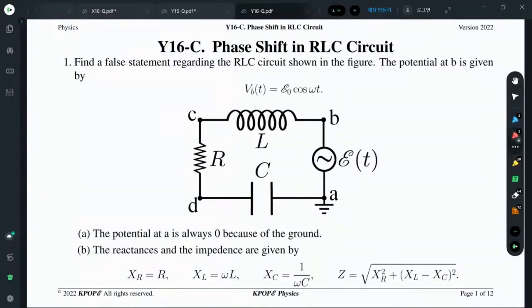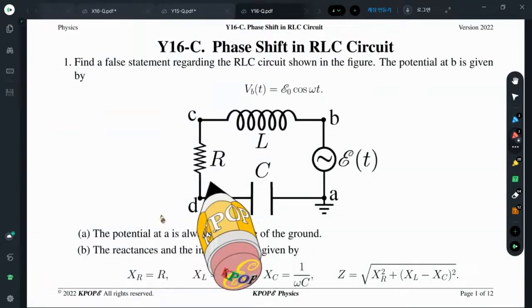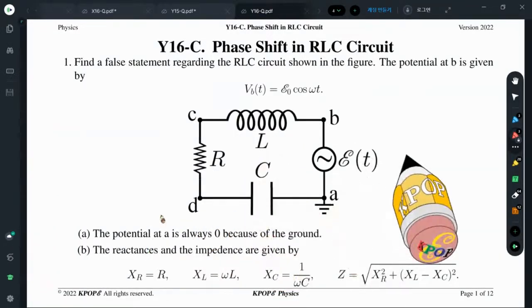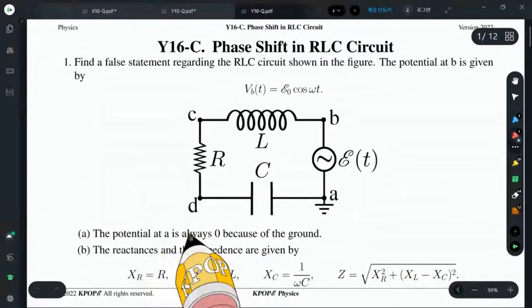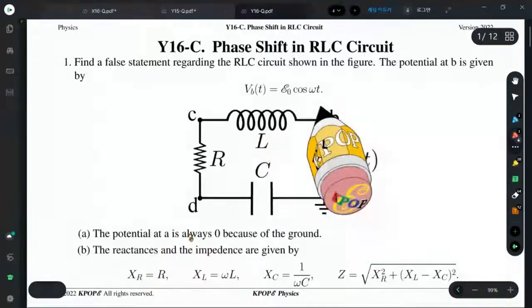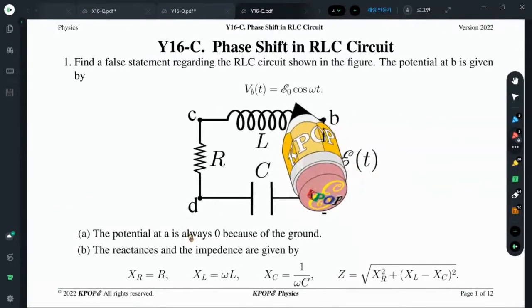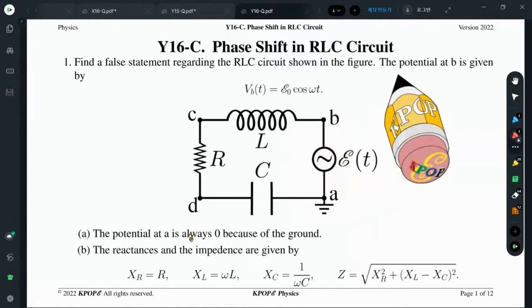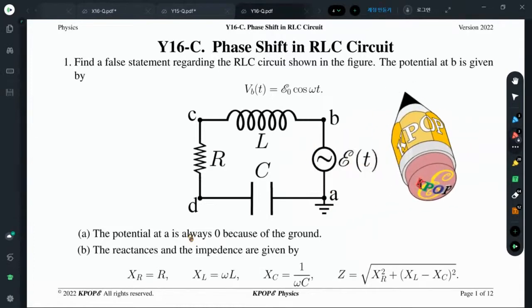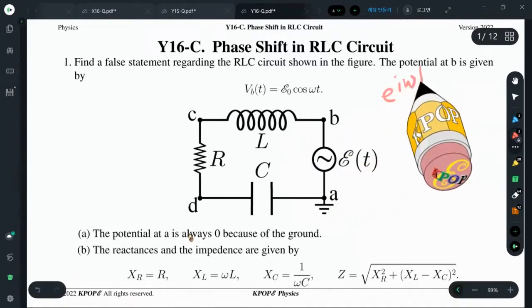Y16, phase shift in an RLC circuit. We have R, L, C and a power supply. The potential of the power supply is usually a sinusoidal function. It can be either cosine or sine, or more conveniently e to the i omega t.